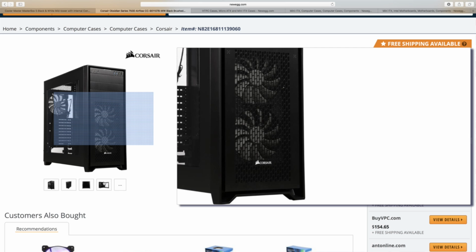So those are some of the things you need to be thinking about, again, with the fans, how many fans you're going to want to put on the case, what the grills look like, so on and so forth.